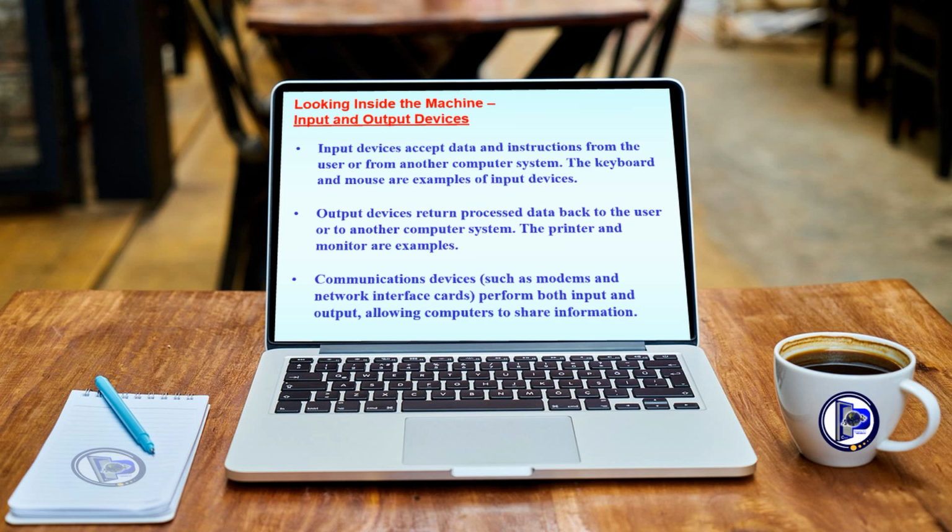Input and output devices. Input devices accept data and instructions from the user or from another computer system. The keyboard and mouse are examples of input devices. Output devices return processed data back to the user or to another computer system. The printer and monitor are examples. Communications devices, such as modems and network interface cards, perform both input and output, allowing computers to share information.